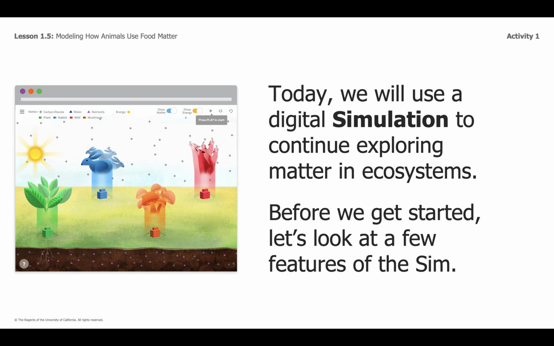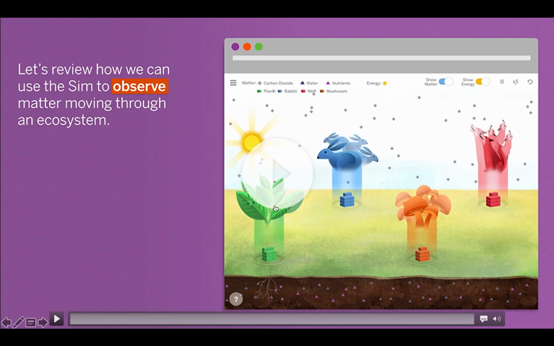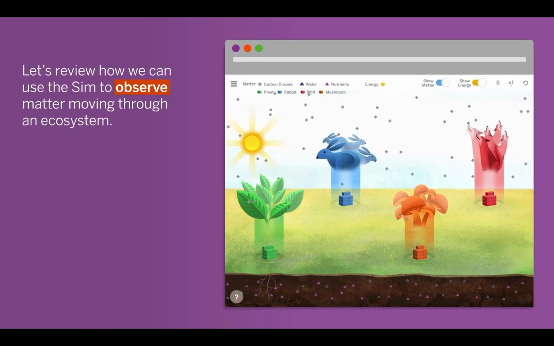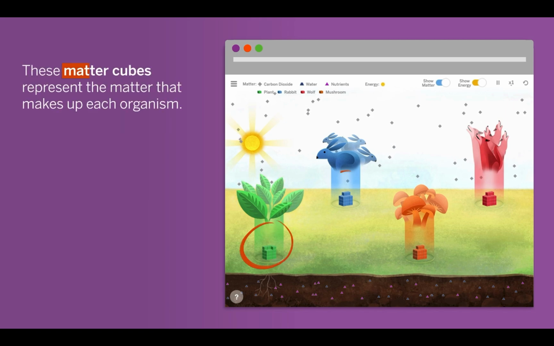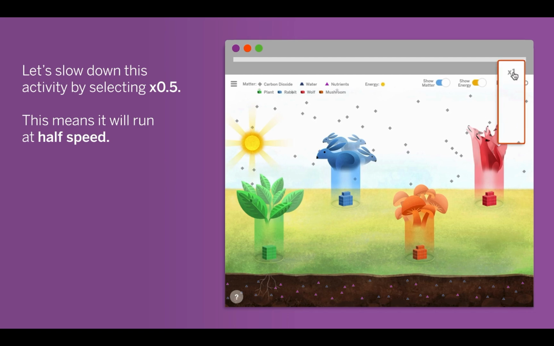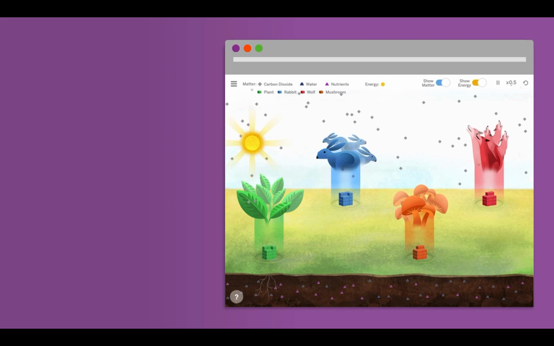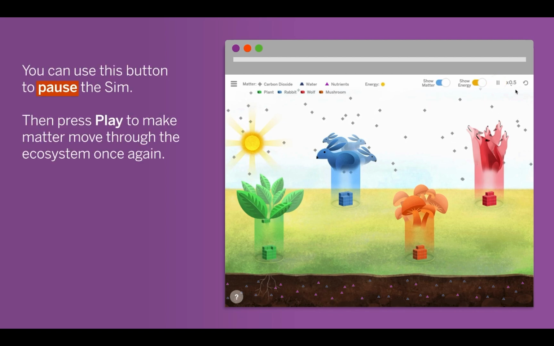Today we'll use a digital simulation to continue exploring matter in ecosystems. Before we get started, let's look at a few features on the sim. Let's review how we can use the sim to observe matter moving through an ecosystem. These matter cubes represent the matter that makes up each organism. Let's slow down this activity by selecting 0.5 times. This means it will run at half speed. You can use this button to pause the sim. Then, press play to make matter move through the ecosystem once again.